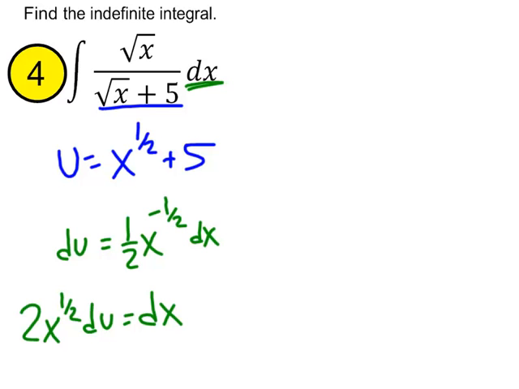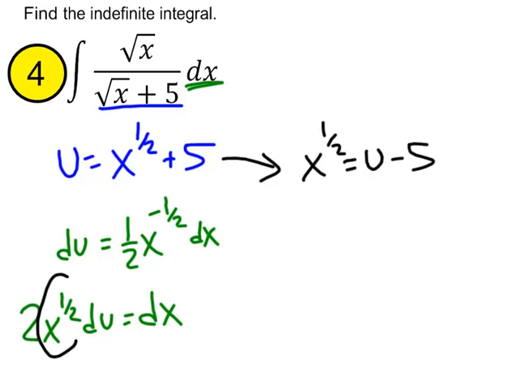Well, we're going to refer back to this original u definition. Notice that we can rearrange that to get x to the 1/2 equals u minus 5, right? And then I can substitute that in to this equation over here, and that can give me an expression on the left-hand side completely in terms of u and du.